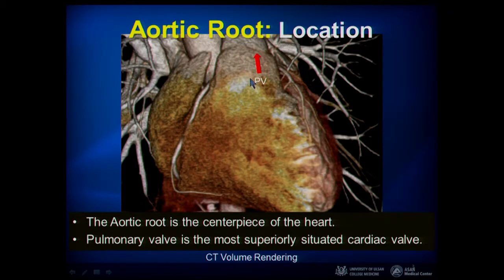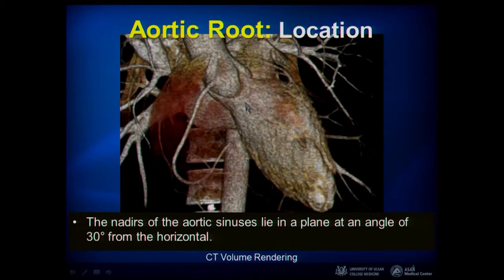The aortic root is the centerpiece of the heart. If we remove the LV and pulmonary artery, we can notice the aortic root, including leaflet attachment site, nadirs of the aortic sinus here, and coronary artery orifice. The nadirs of the aortic sinus lie in a plane at an angle of 30 degrees from the horizontal plane.